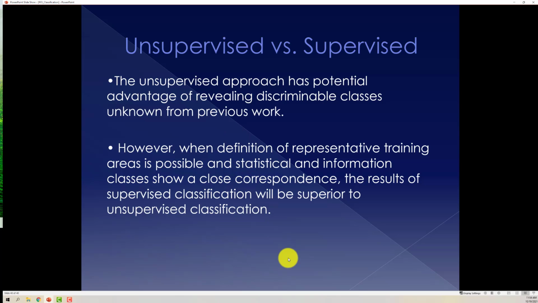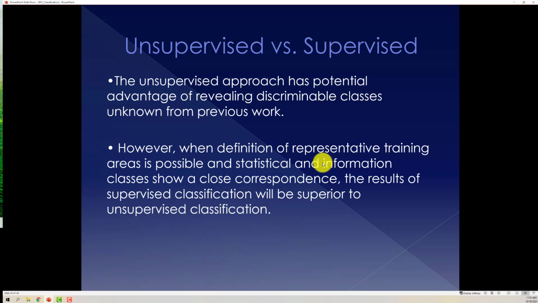Unsupervised has a potential advantage of revealing discriminable classes that were unknown from previous work. So again, that patchiness, if you're looking especially at a stand of trees, if you are just doing supervised classification, all of the trees might come out to be in the same class, the live trees versus the dead trees. But if you do unsupervised, you might see some patches in your study area that you hadn't known about before.